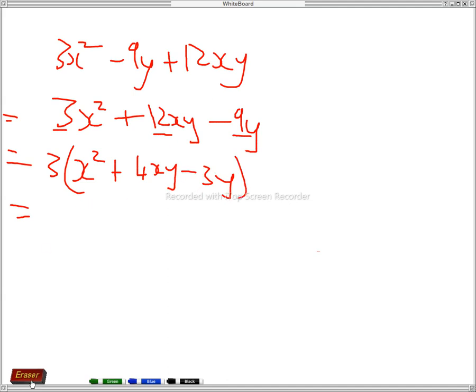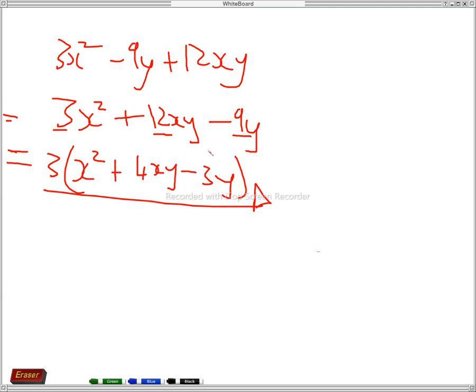So looking at the second step that I just did here, there's no way I can proceed. There's no way forward from here, you understand. So this is our final answer. I can just end here, you understand, because x squared plus 4xy minus 3y, there's no way I can factorize this thing, you understand. There's no way I can factorize this thing.